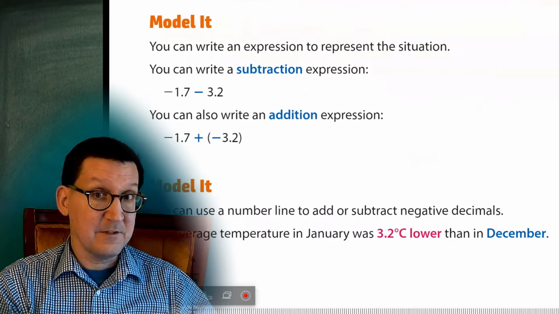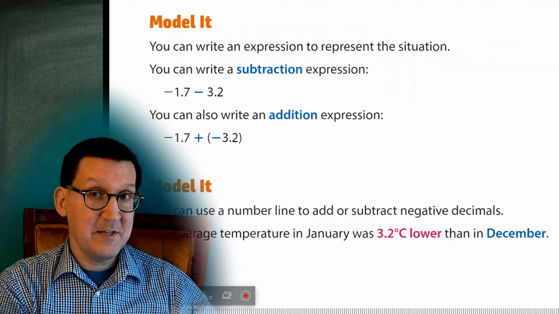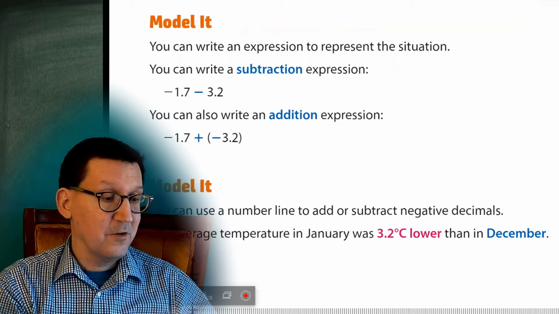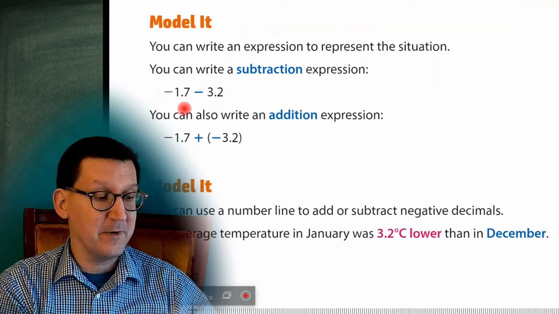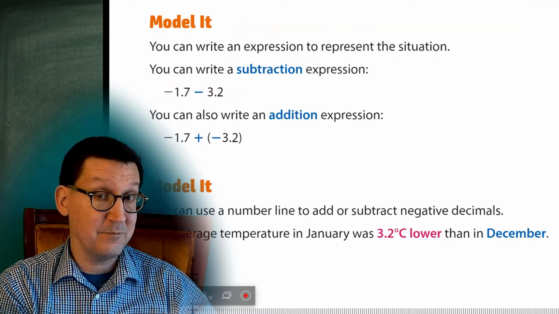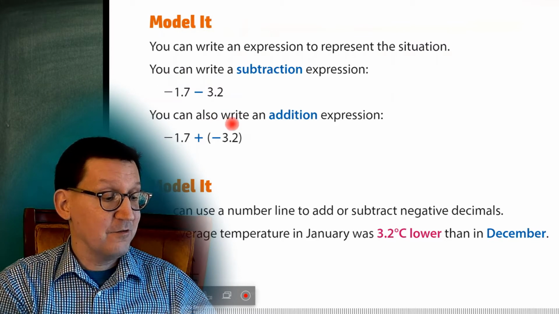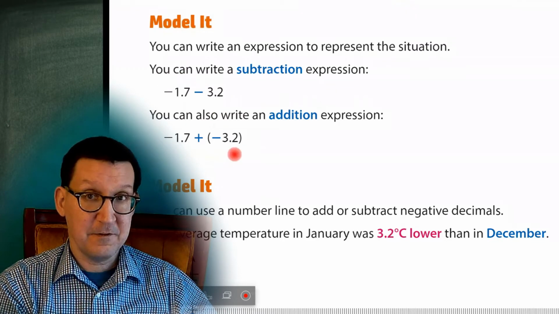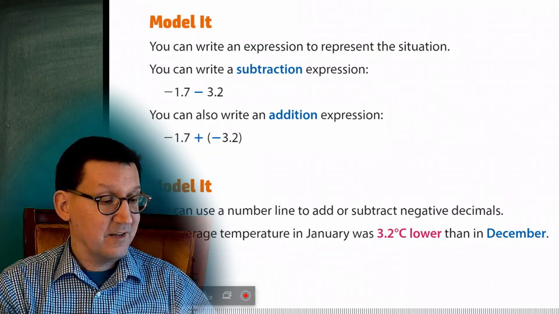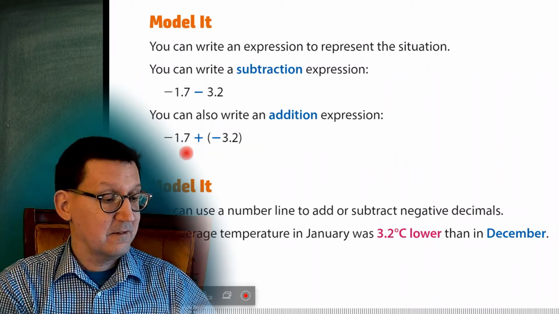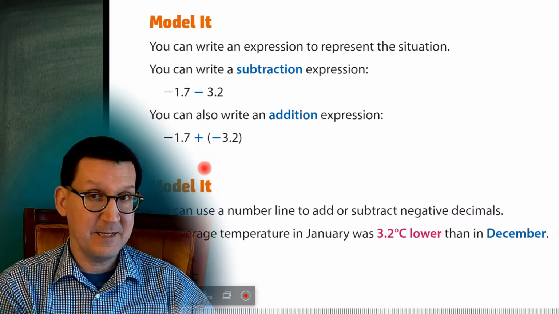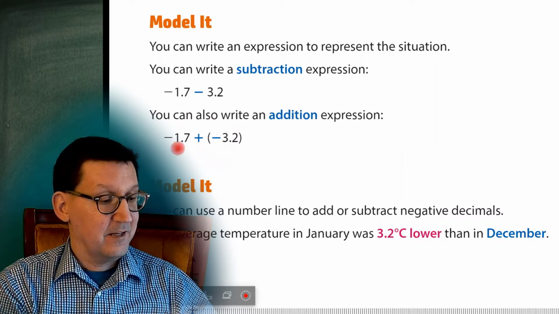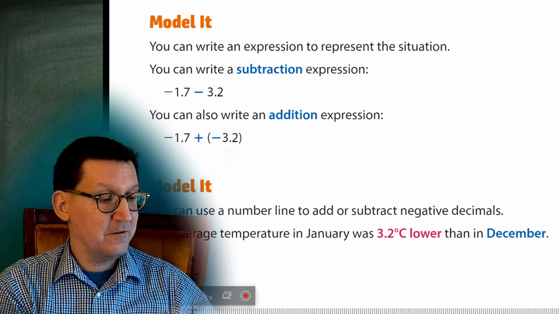And there's two different models, right? The first model is doing it mathematically like we did. Notice they're doing it the same way too. They're starting at negative 1.7 and it's dropping by 3.2 degrees, so they're subtracting 3.2. They also rewrote that as plus a negative 3.2 here. And then you work out negative 1.7 plus a negative 3.2. You're just adding these two things together, right? Add 1.7 and 3.2 and you get 4.9.